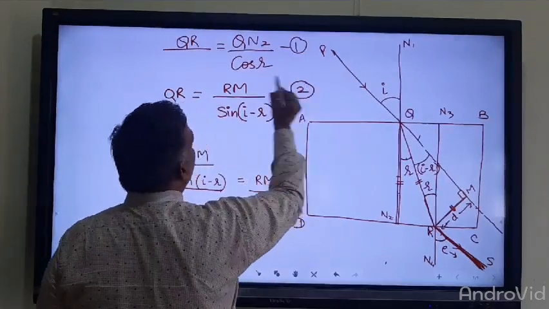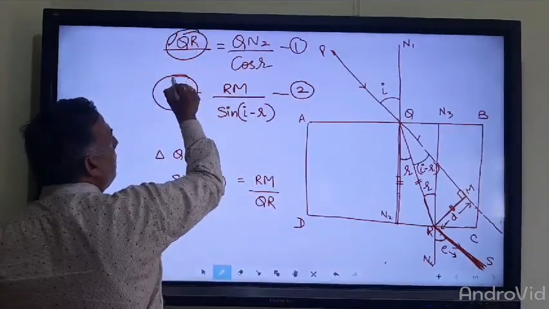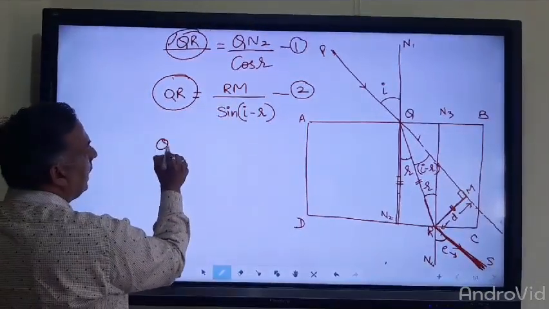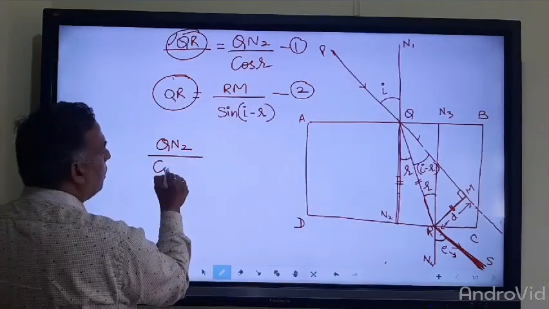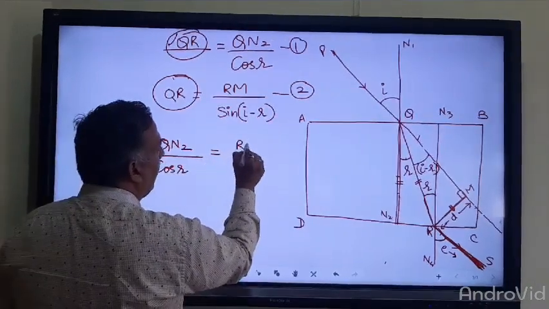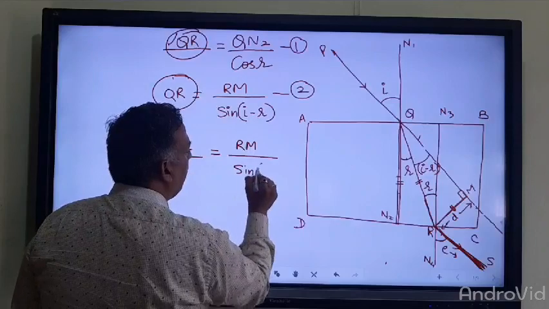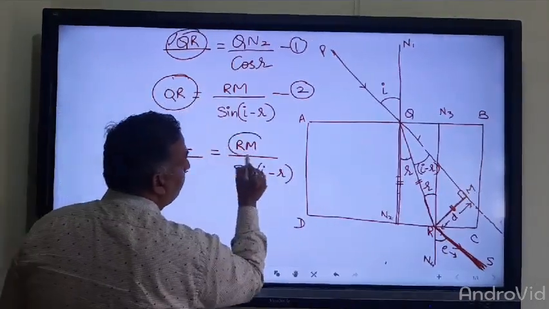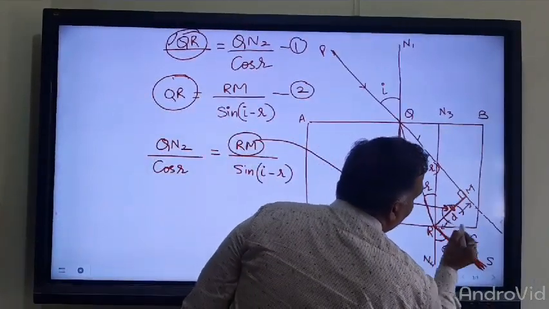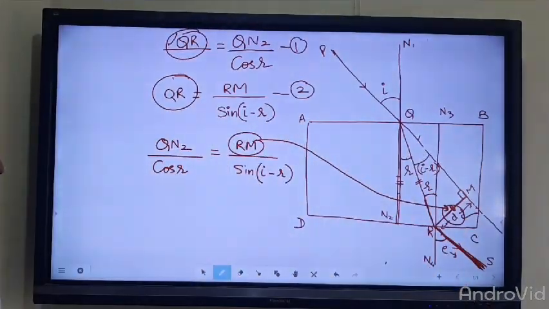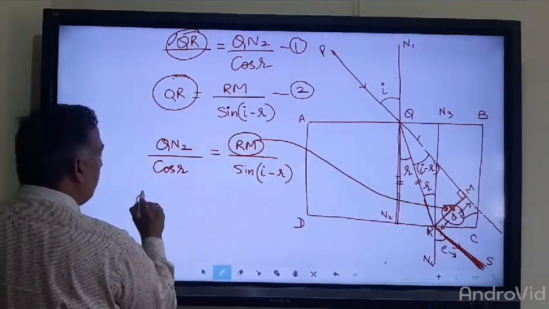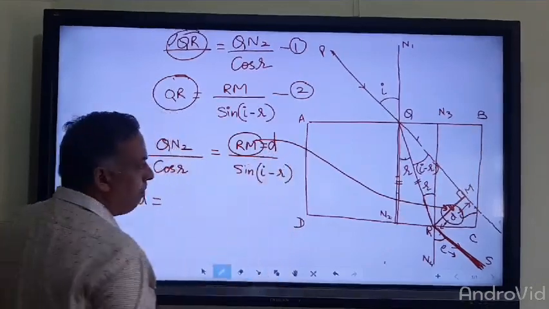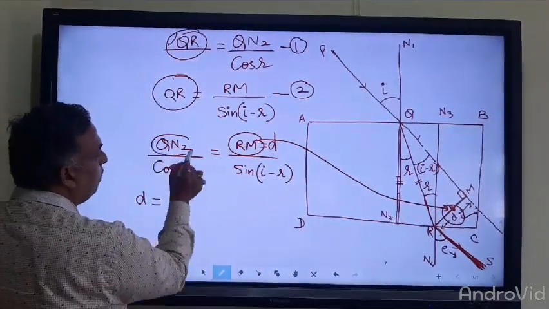From equations 1 and 2 you can equate, since both the things are the same. So when you equate both the equations, Q and 2 upon cos r is Rm upon sine (i minus r). Rm we have to find out, that's the lateral displacement. So when we find the Rm, that's denoted as D, the lateral displacement, I put the value of D here. So D comes to be Q and 2.